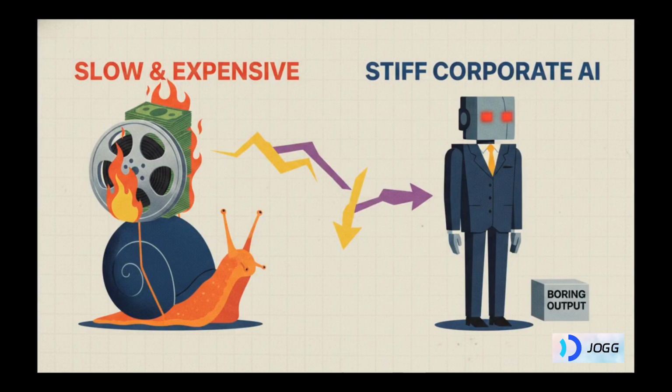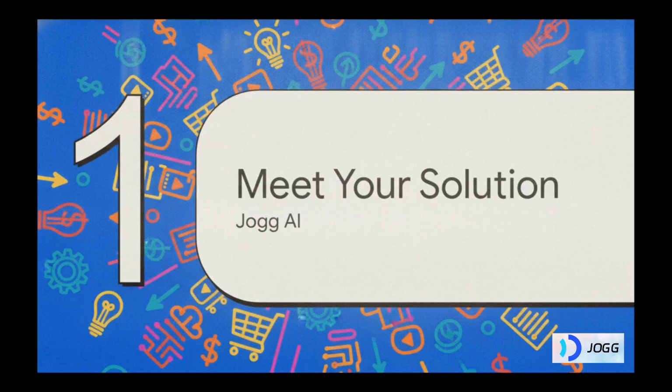And really, that brings us to the core of the problem. Traditional video production is just way too slow and way too expensive. But it doesn't stop there. Even if you've tried leaning into some of the early AI video tools to speed things up, you've probably hit a wall. Traditional AI tools usually come with a massive learning curve, and the output? Well, it usually ends up looking like a stiff, boring corporate training module. It completely lacks that authentic, casual feel that actually gets people to stop scrolling. And that just means you end up burning through your precious ad budget on videos that literally nobody wants to watch. Section 1. Meet your solution, Jogg AI.